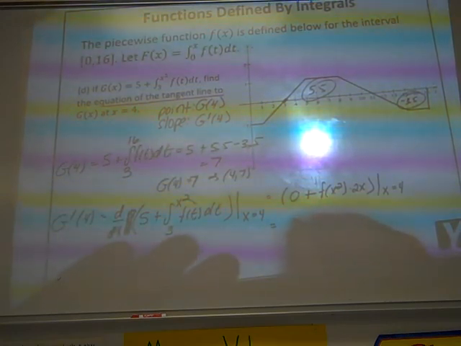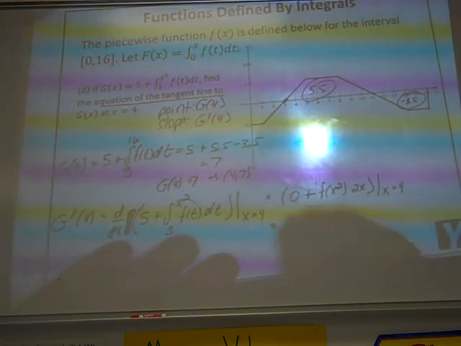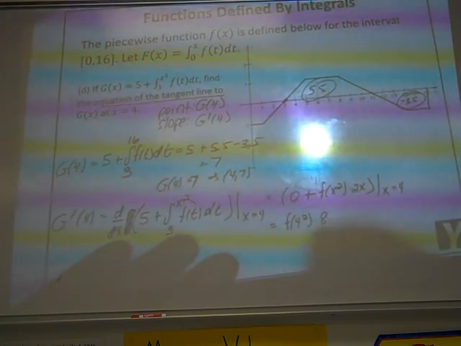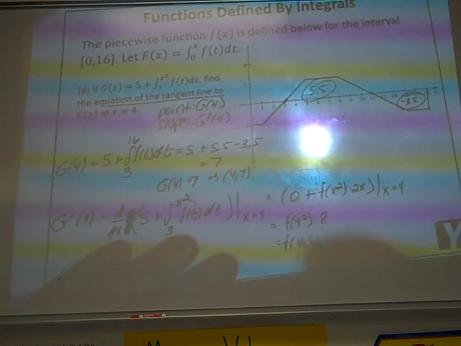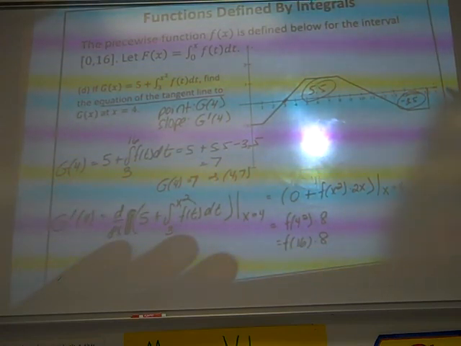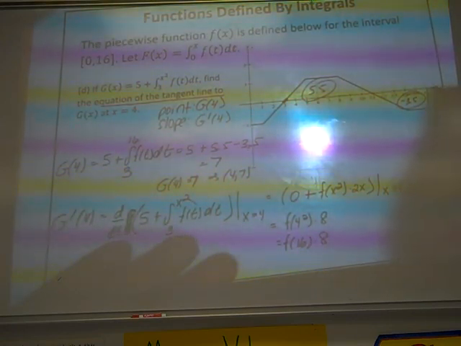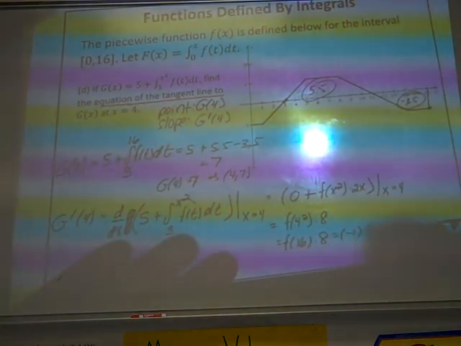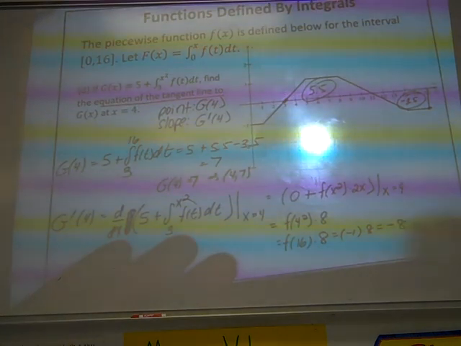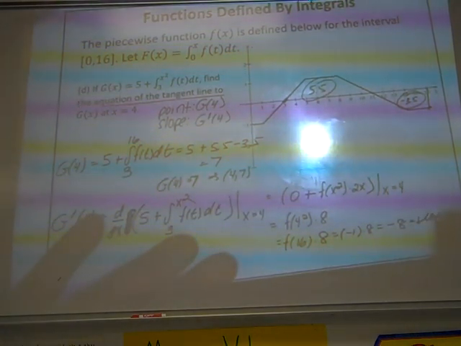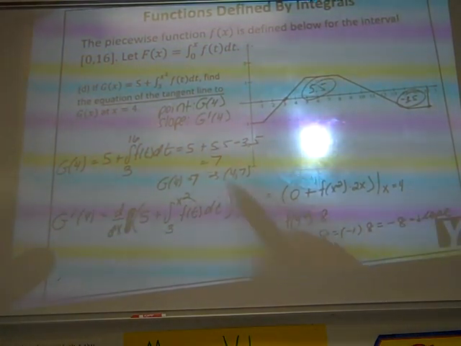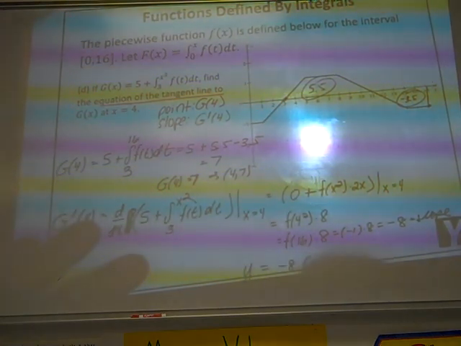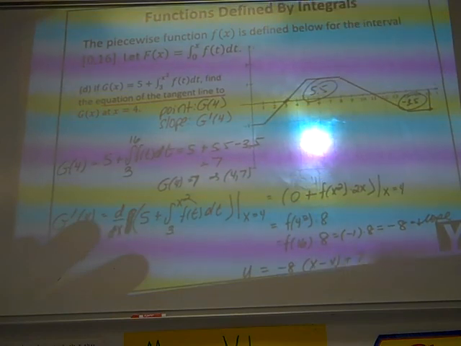So let's finish this off. We don't need the 0 anymore. F of 4 squared times 8. That's f of 16 times 8. F of 16, I'm going to get that from the graph. I go over to 16. The y value there is -1. We have -1 times 8. That's -8. That is your slope. You have a slope. You have a point. The equation of the tangent line is y equals -8(x minus 4) plus 7.